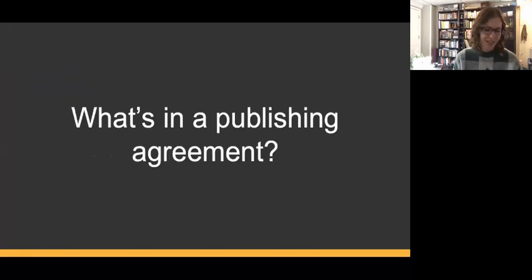So the last major thing we're going to talk about is what is in one of these publishing agreements. Generally speaking, like with lots of other contracts or terms and conditions, this publishing agreement is going to outline the rights and the responsibilities that you have and that the publisher has. So one of the key things in these publishing agreements for you to look out for are what kind of rights you have to use and share your article after it's published.